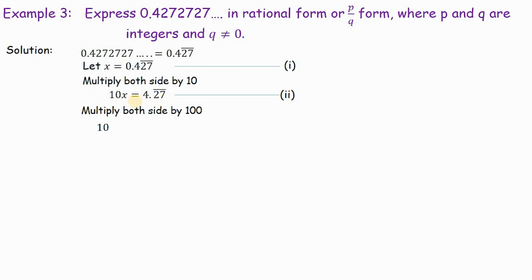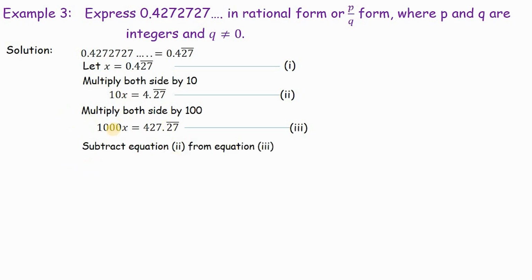And you will get 1000x equal to 427.27 bar. We'll name this equation 3. In equations 2 and 3, you will notice that the digits after the decimal points are exactly the same. So we'll subtract equation 2 from equation 3, not equation 1 here. Here we'll subtract equation 2 from equation 3.